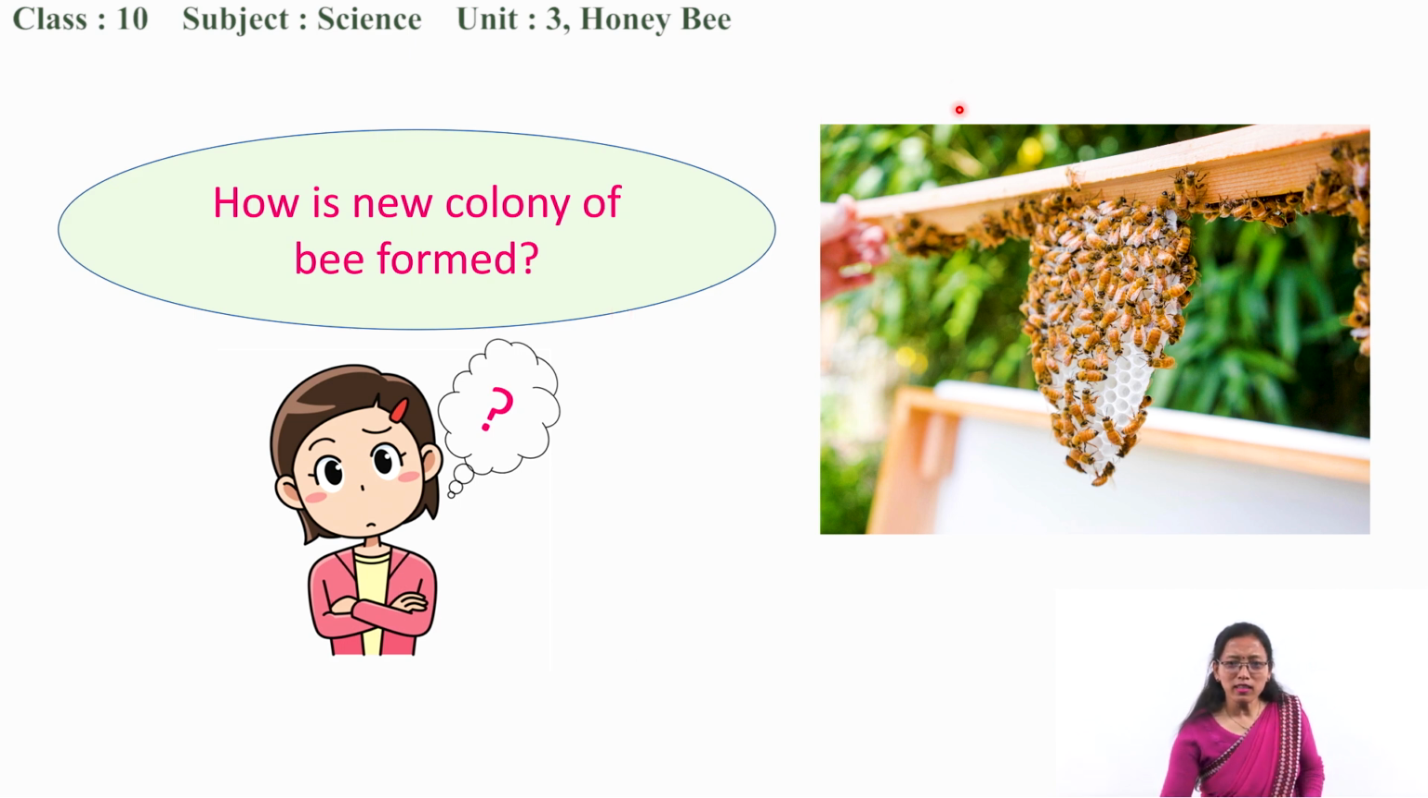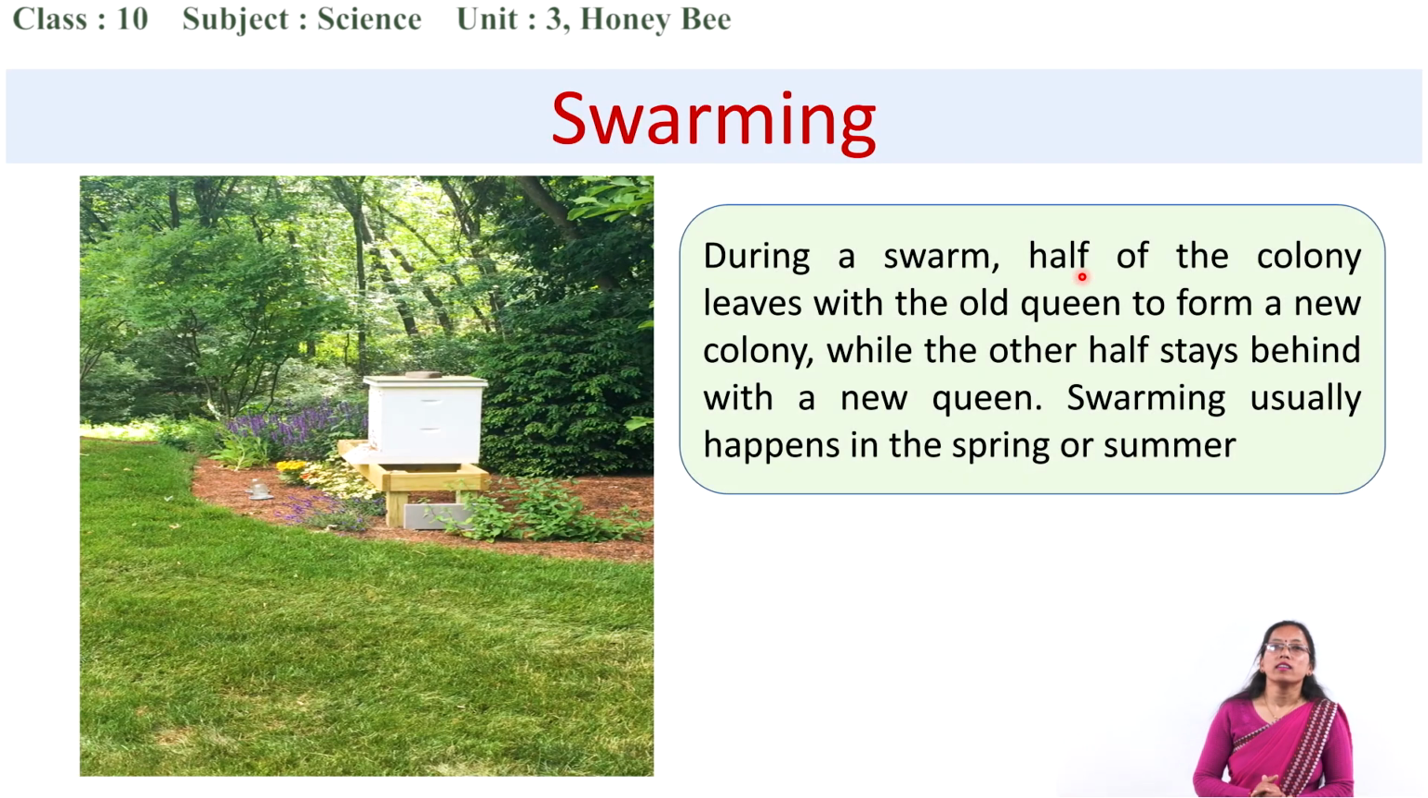See, here a small hive is forming. That means there is a very small one. Just the initial phase is shown in this picture. How is this formed? Okay. The process of forming a new colony is swarming. You can see here.